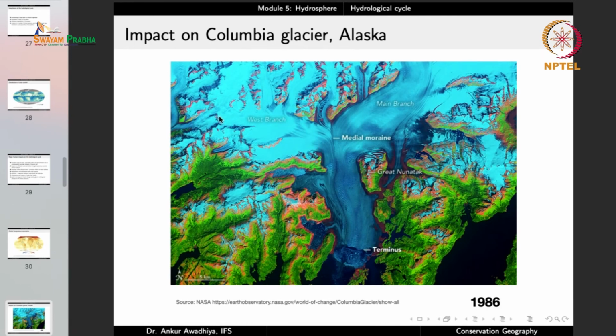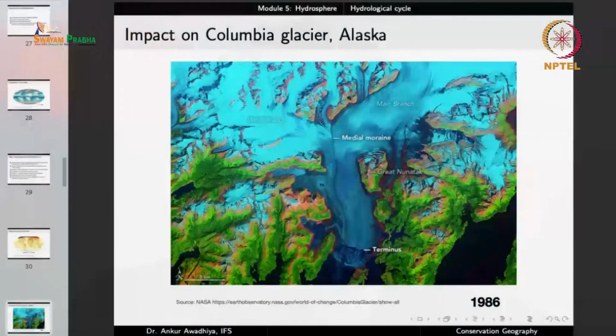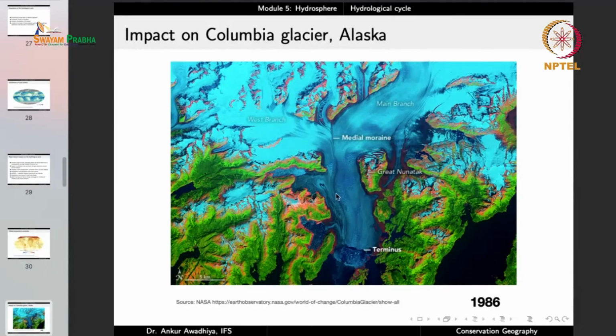So this is an image of the Columbia Glacier in Alaska, and this is a false color composite. So this is not exactly the color that we are accustomed to seeing. The true color composite would have shown a glacier in white color, but this is a false color composite, which means that we are playing with the bands of the satellite imagery so as to enable us to look at the phenomena more clearly. So in this band combination, it is easy to see things like the moraines.